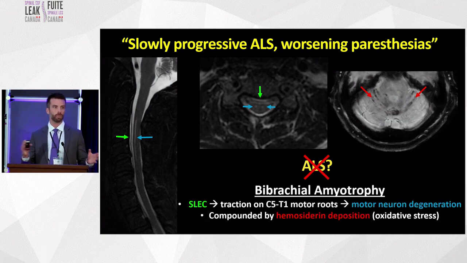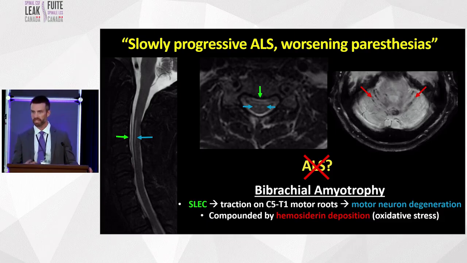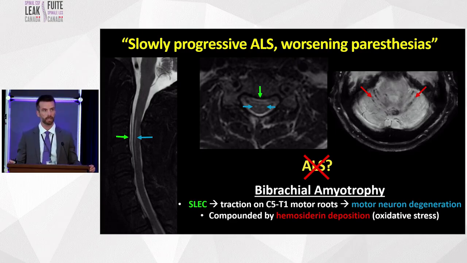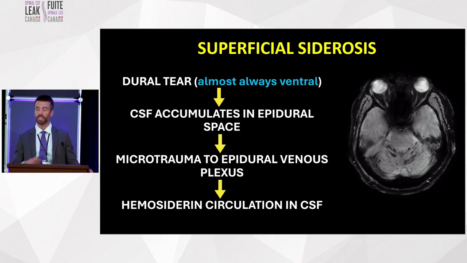We think this occurs because that epidural fluid collection, that leak, is exerting traction on the motor roots, the C5 through T1 motor roots, leading to degeneration. It is frequently accompanied by, but doesn't have to be, superficial siderosis. That hemosiderin deposition accelerates oxidative stress and damage to the spinal cord itself. So think about that. These are almost always a ventral dural tear, not always, but almost always. That CSF is accumulating in the epidural space. There's trauma to that epidural venous plexus, bleeding through that dural defect, and then hemosiderin circulation and deposition on the pia mater.